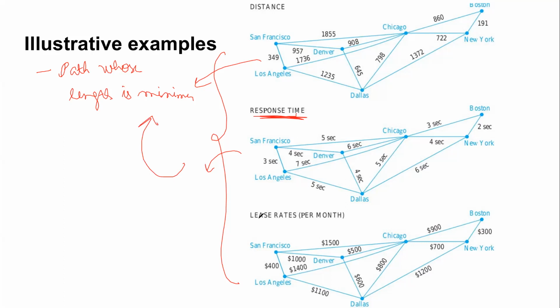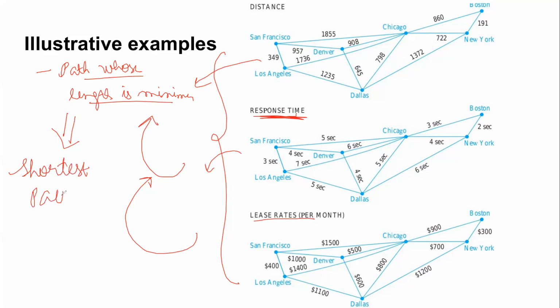Similarly, if I model lease rates of particular communication links per month, what would be the question I would be interested in on this graph? It would be, what is the least lease rate that I have to pay? Which again boils down to finding a path whose length is minimum. So long story short, there are numerous and diverse applications which rely on this problem of finding the path whose length is minimum in a graph. And such a problem is known as the shortest path problem.